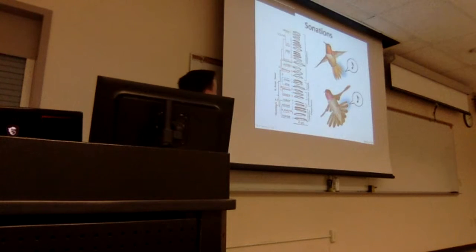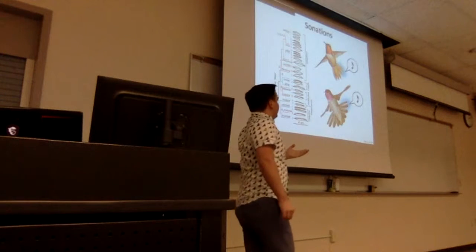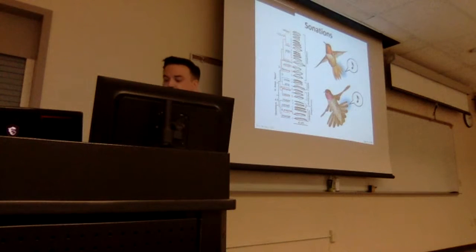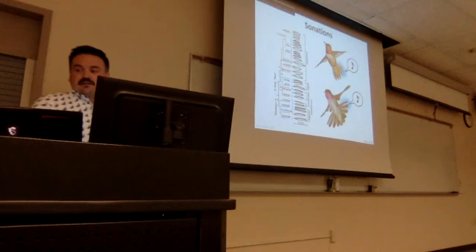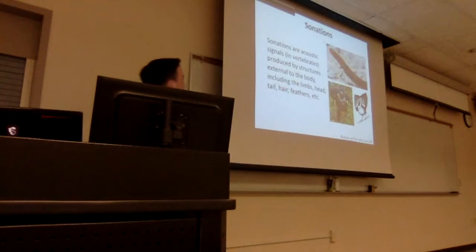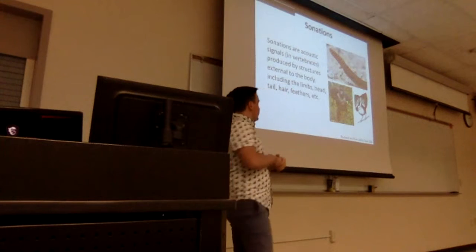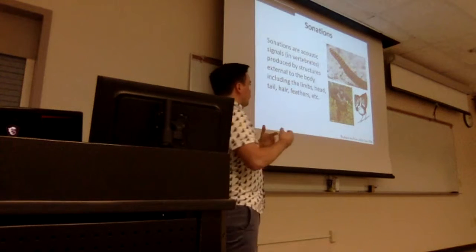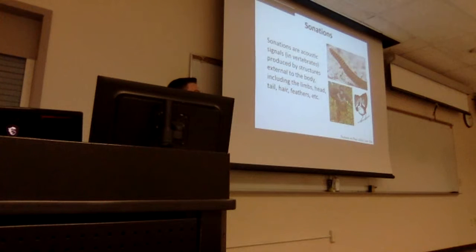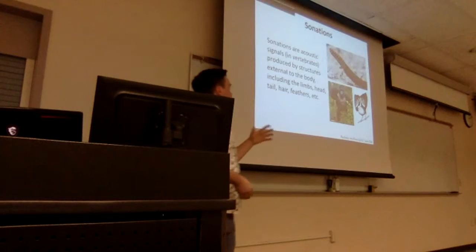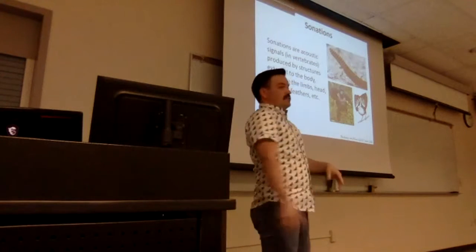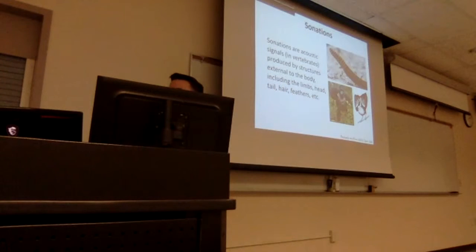And these sounds are called sonations. This is a form of communication, and this is going to be the focus of my first chapter, my dissertation. So sonations are acoustic signals in vertebrates that are produced by structures other than the vocal cords and the syrinx, things external to the body, like the limbs, the head, the tail, hair, feet, etc.